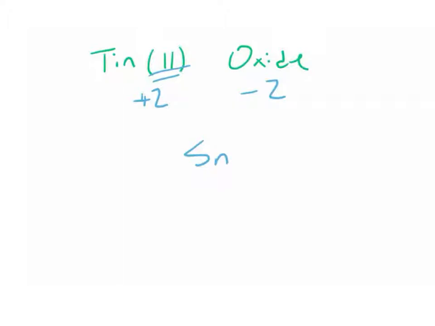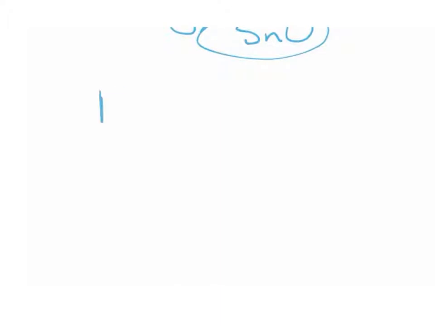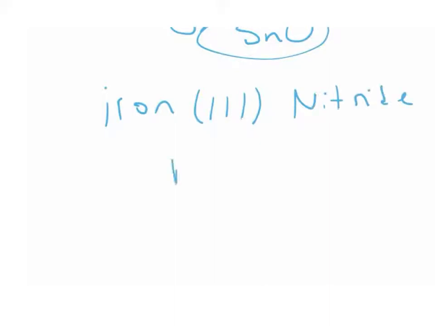So tin, which is Sn, that's a +2 charge. Oxygen's a -2 charge, and just like we did before, you could balance out the +2 and -2, and that means that the formula for tin(II) oxide is SnO. That's the answer. Do it again for things like iron. Iron(III) nitride, that'd be iron with a +3, nitride with a -3, that's one of each, FeN.